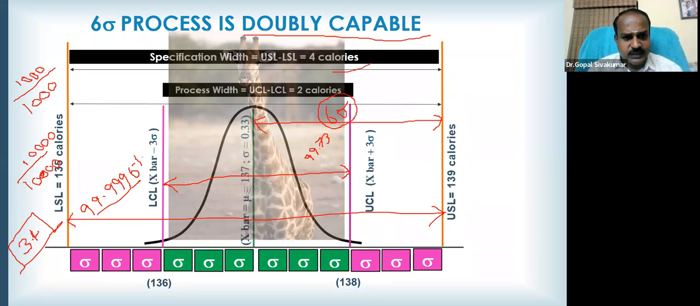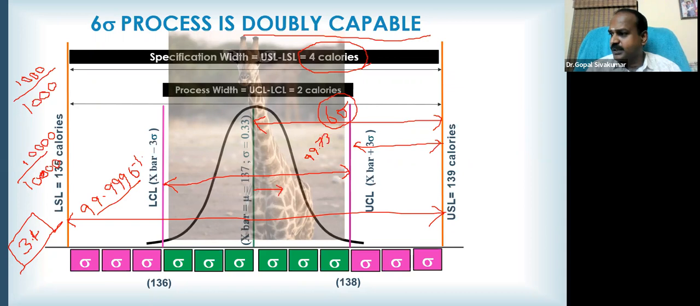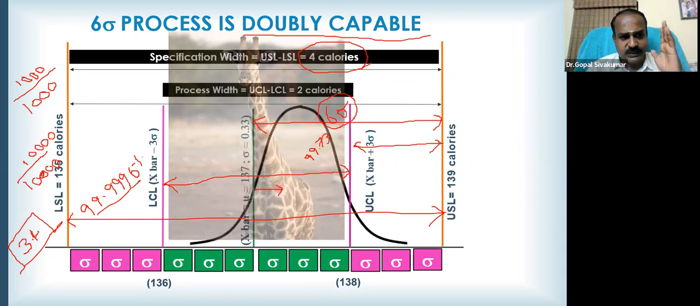The customer has given you a tolerance of 4 calories, but your process makes use of only half of it. Only half of the tolerance is utilized by the process. Still the remaining half will be available as a cushion. Even if something goes wrong, the process center is shifting or the control limit is shifting, at the maximum, the process will shift by a distance equal to 1.5 sigma only. This is a statistical prediction again.